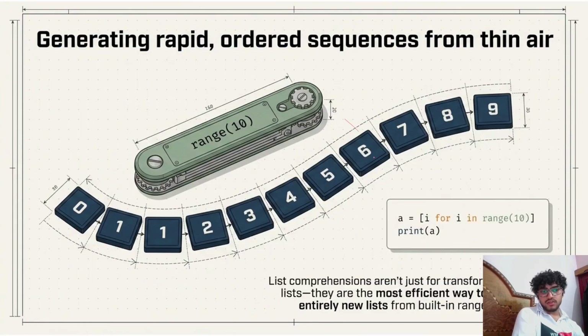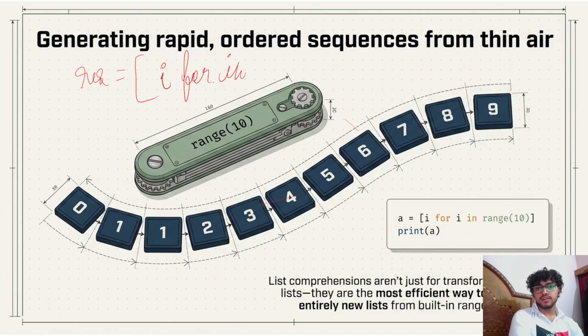So if you want to print numbers from 0 to 9, you can just make use of the range function. So we'll write result equals to I for I in range 10.